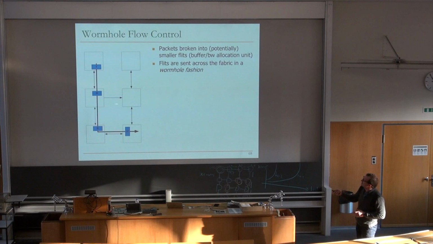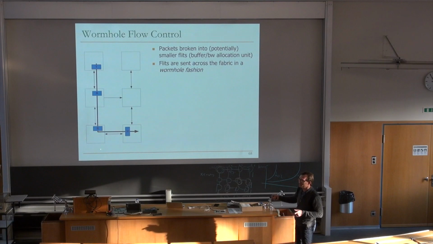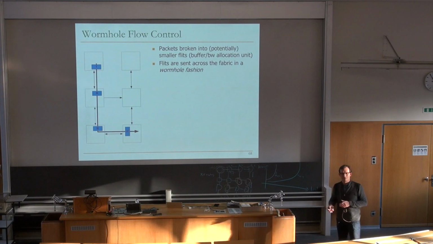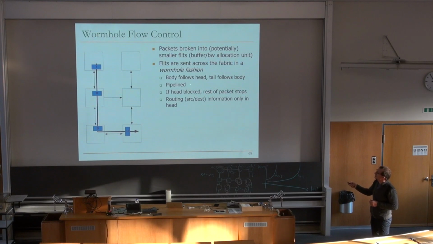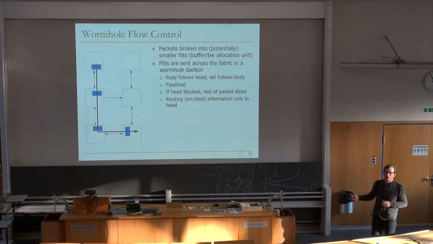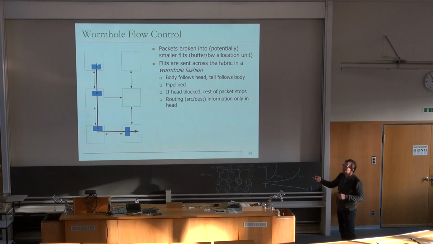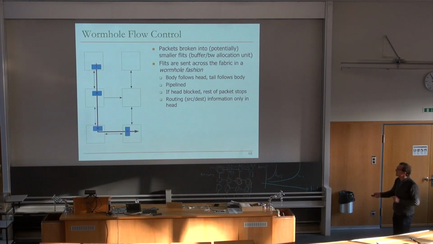And FLITs are sent across the fabric in a wormhole fashion. That's why it's called wormhole flow control. If you think about it, this looks like a worm. The head of the worm is here, the body is distributed across some routers, and the tail is at the very end. So basically, body follows head, tail follows body. It's pipelined. If the head is blocked, the rest of the packet stops. And the interesting thing is routing or source and destination information is only kept in the head. So basically, the head leaves some breadcrumbs, if you will, to ensure that body and tail get routed in the right way. So you need to have some state in previous routers for that purpose.